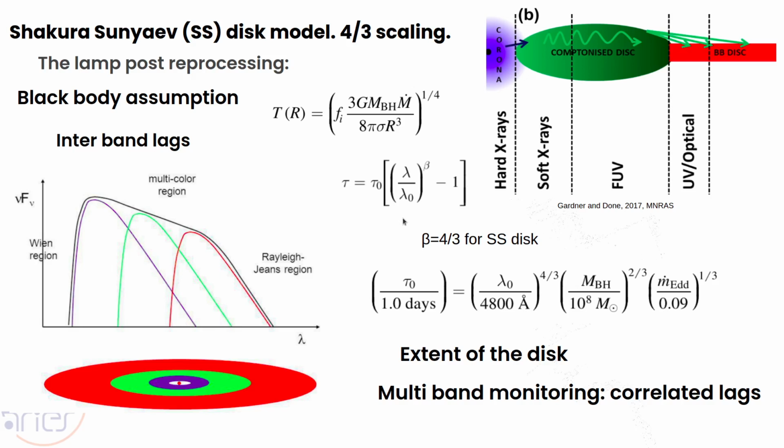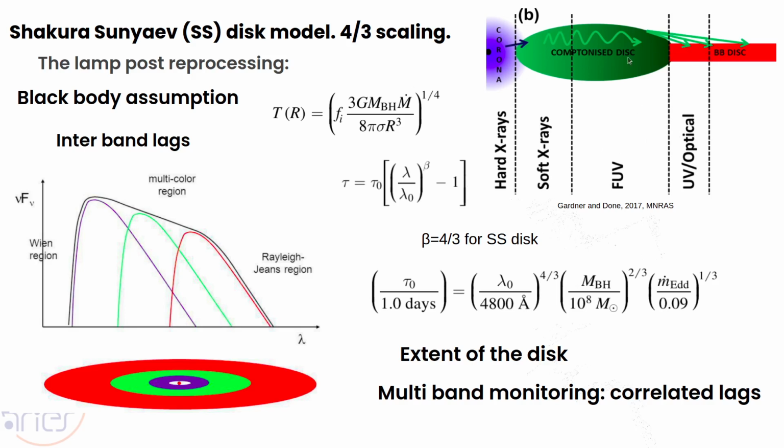So now this looks something like this. The innermost region will have hard X-rays. Hard X-rays are basically photons originating with energies greater than 2 keV per photon. Soft will be like 0.2 to 2, less than 2 keV. So these are soft X-rays. Then you have the far UV, and then you have the UV optical, similar to the disk reprocessing model that I talked about. The photon originating here is being reprocessed into this, and this is the black body disk.